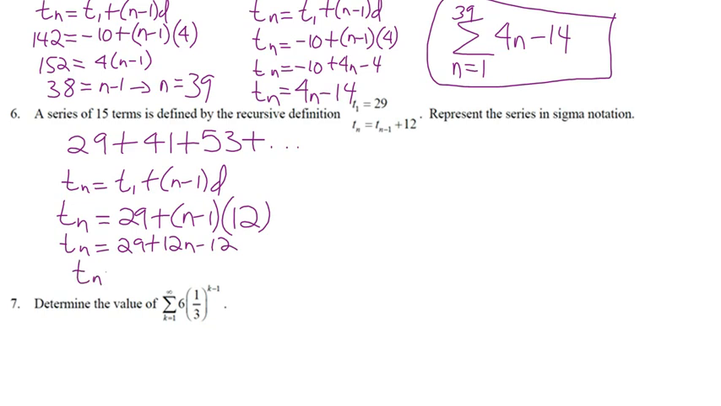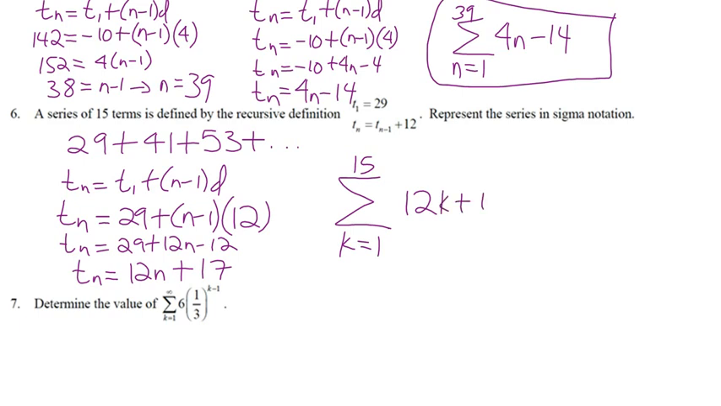So what's t sub n? 12n plus 17, so that's the sum. I'm going to use k just because I can. So k equals 1 to 15. Now I don't want to write 12n plus 17, what do I want to write? 12k.